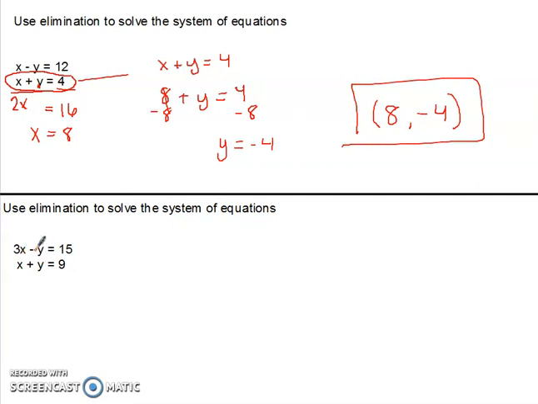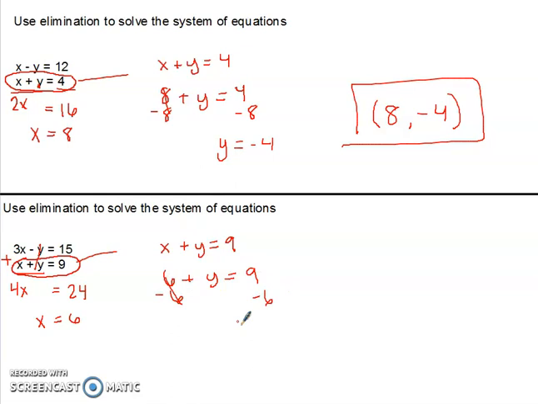In my next example, I see a negative y and a positive y again, which means that when I add the left-hand sides together, those y's are going to cancel each other out or eliminate with one another. So that leaves me with just 4x is equal to 24, and dividing by 4, I find that x is 6. So then I'll go back and solve for y. I can choose either the first or the second equation. I will decide to choose the second equation. So x plus y is equal to 9, but I know that x is 6. So 6 plus y is 9, and when I solve for y, I find that y is equal to 3.